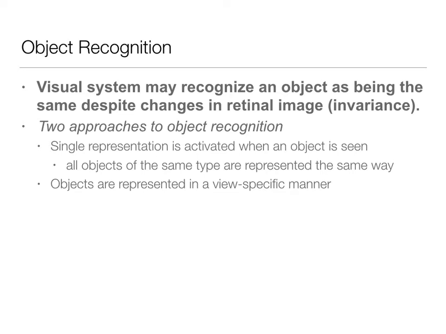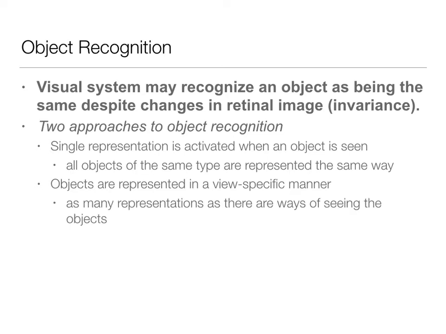The other approach to object recognition is that objects are represented in a view-specific manner. So we can have as many different representations as there are ways of seeing them. So think back to our Brooklyn Bridge picture. When we had all those different views of the Brooklyn Bridge, the variable views, those would be represented in every specific way that it could be viewed.